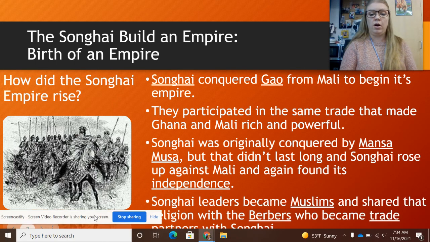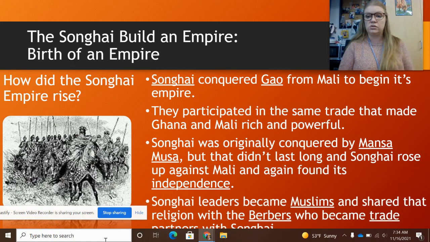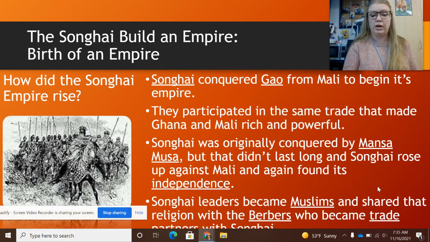Songhai leaders became Muslim as well, so they converted and shared that religion with the Berbers. So remember that the Berbers were an African tribe. They traveled along the Silk Road through Islam, and that's where they learned about the religion. So the Berbers, Songhai, Mali, they all became Muslims. And the Berbers also became trade partners with Songhai.